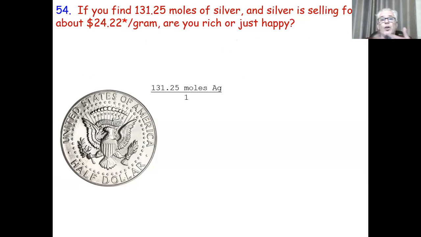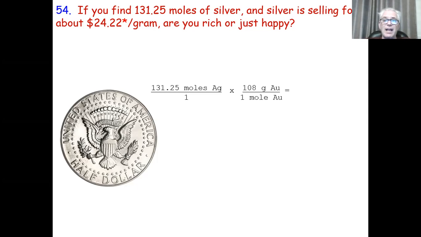We got to do some math. We're going to go from moles to grams. And then we're going to multiply the grams by how much money per gram and see if you make a lot of money. So let's go from moles of silver to grams. One-step conversion. From moles to grams, you need the molar mass of silver. Put your finger in box 47. Box 47 is silver. And silver has a molar mass that rounds to the nearest whole number, 108 grams per mole. The moles in the numerator cancel the moles in the denominator.